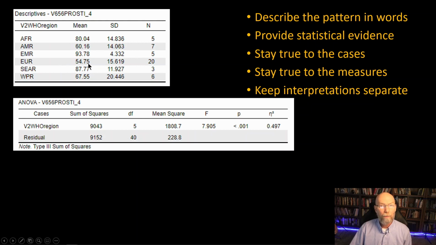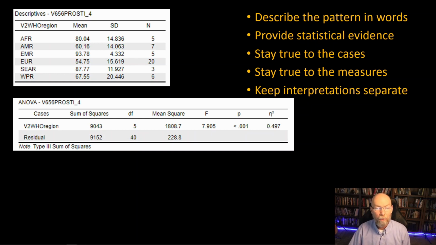In the Europe region, which has 20 different cases, 20 different countries, a lot of data collected from countries in Europe, it has a mean of 55% of the sample that was surveyed saying that prostitution is never justified. For the Southeast Asia region, which remember was India and the countries just to the east of that, 87, 88% if you round. And for the Western Pacific region, it was 67% as the average for those 6 countries.